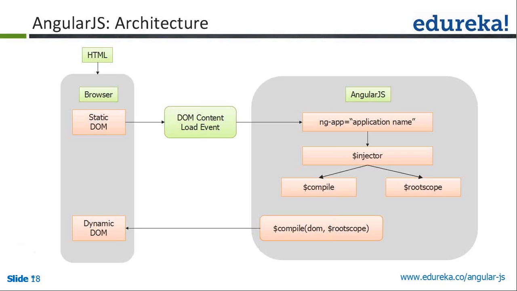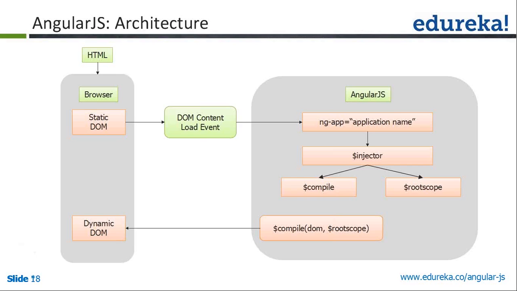Whenever we render our application in the browser, the static DOM element will be taken from the ng-app. Whenever we start our application, we mention ng-app. That will be considered the root of this application. Once this root is loaded, it will take your static DOM, put all the scope variables you mentioned into the static DOM, and compile it.